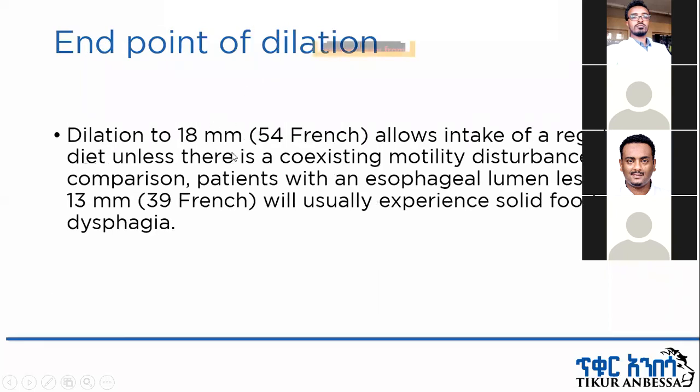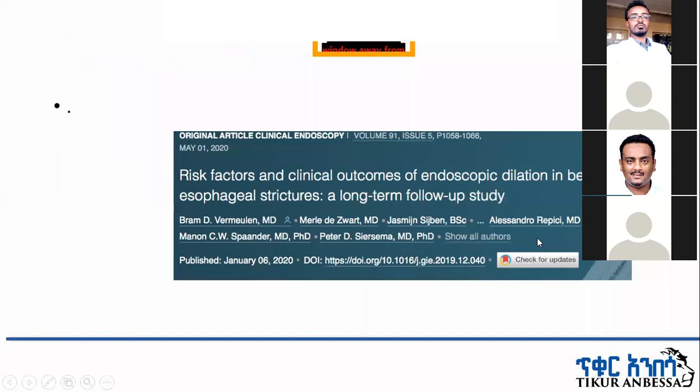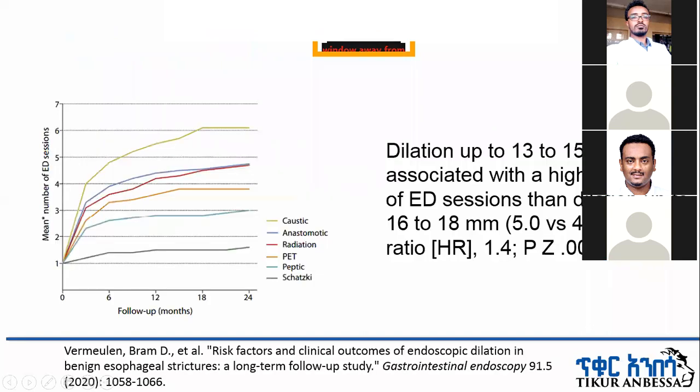Once you reach 18 millimeter, it's quite big. Dysphagia symptoms occur at 13 millimeter. So preferably, for a large bolus, 18 millimeter might be a safer range to reach as the endpoint of dilation. This is a Kaplan-Meier curve from a recent publication, with dilation up to 15 millimeter, showing that this is a good endpoint.